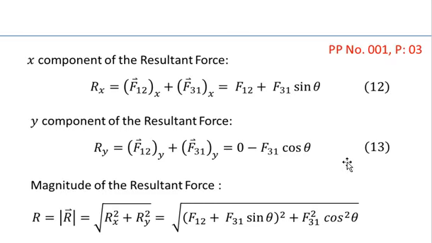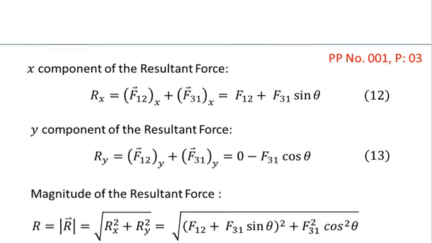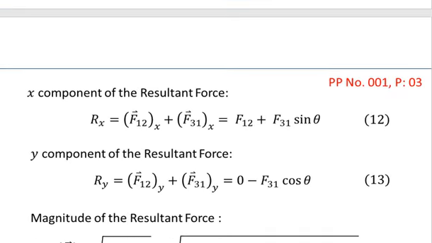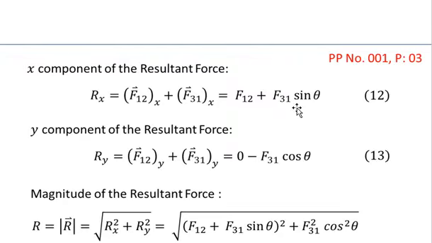So the x component of the resultant force, I am representing it by capital R, will be Rx, and it will be equal to the sum of the two components of the two forces, that is the x component of the force F12 plus the x component of the force F31. Substituting their values from equation number 8 and equation number 9 in these two equations, I get F12 plus F31 sine of theta.